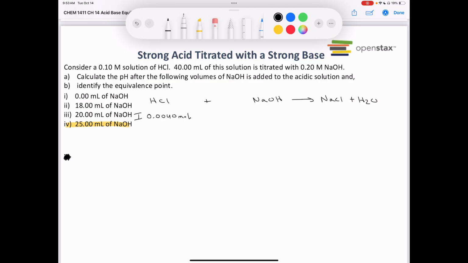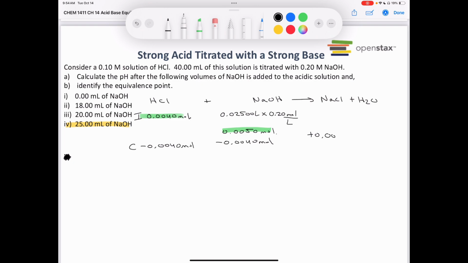So now for our sodium hydroxide, we have 25 mils, so 0.02500 liters multiplied by 0.2 moles per liter, and we end up with 0.0050 moles. So you can see that now we have more sodium hydroxide than we do HCl. So let's do our C. We can see the HCl is the limiting reactant here, so we're going to lose all of that, the 0.0040 moles.